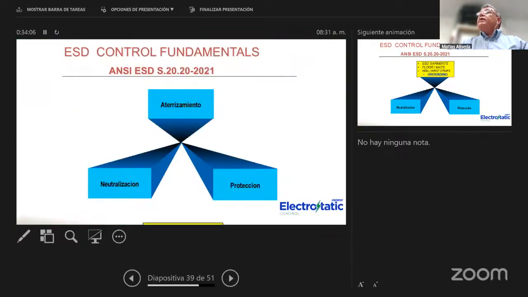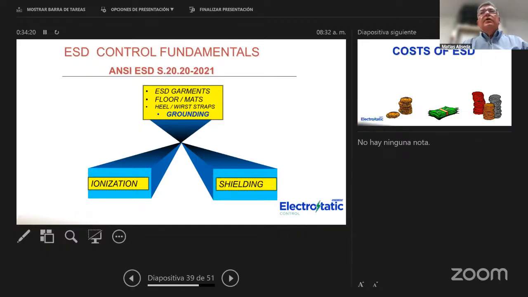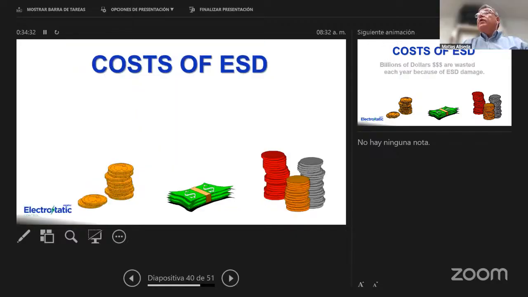Okay, and the fundamentals: grounding. If you cannot ground it, neutralizing, ionization. If you cannot do that, and you have to move the products outside of your EPA, shielding. Those are the three fundamentals for ESD control. It's not as easy as I'm telling you in just 4 minutes, but that is the way to do it.